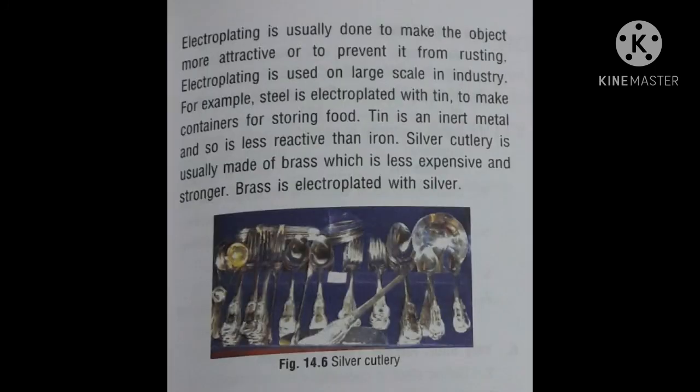Electroplating is usually done to make the object more attractive or to prevent it from rusting. Electroplating is used on a large scale in industries. For example, steel is electroplated with tin to make containers for storing food. Tin is an inert metal, so it is less reactive than iron. Silver cutlery is usually made of brass, which is less expensive and stronger. Brass is electroplated with silver.